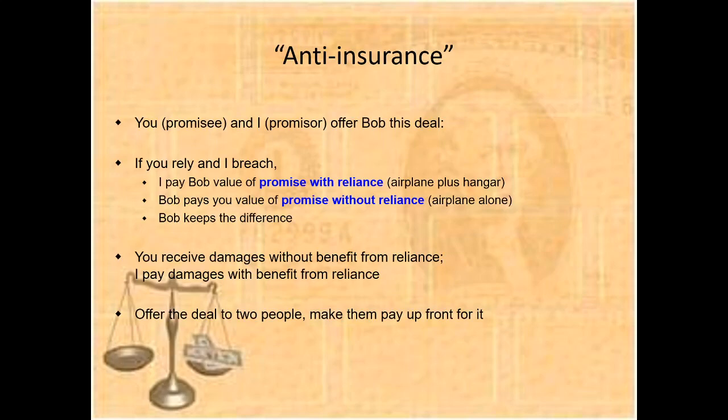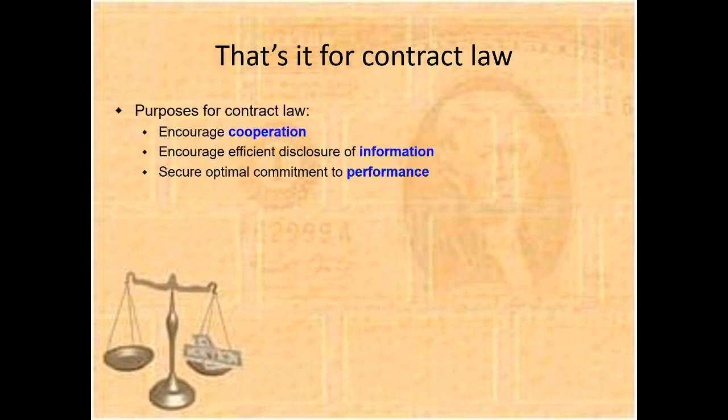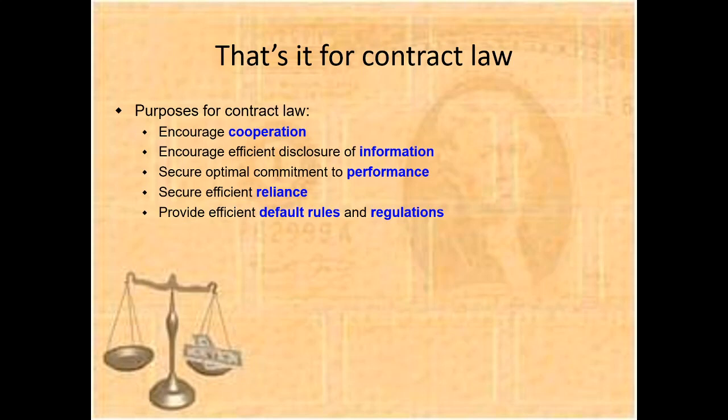So that's it for contract, and the purpose of this lecture is brief. The lecture is on encouraging cooperation, encouraging efficient disclosure of information, securing optimal commitment to performance, securing efficient reliance, providing efficient default rules and regulations, and fostering an enduring relationship between the parties. So these are the contexts which we discussed, how we achieve them, and which one is the best, etc.